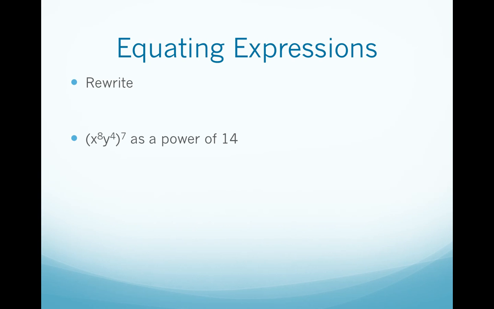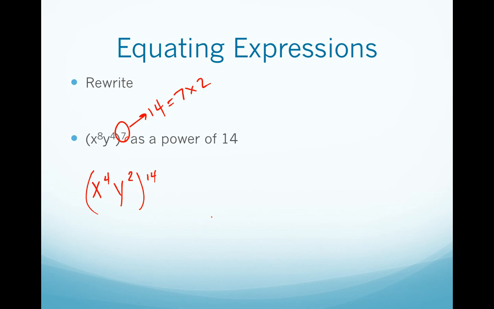We also have some other things where we might have to rewrite an expression in a different way. So here you've got x to the 8th times y to the 4th, all to the 7th power. We want to make this 7 a 14. So we have to figure out how we can do that. Well, 14 is 7 times 2. So essentially, I need to pull a factor of 2 out of both of those exponents. So that's going to be an x to the 4th times y squared. Again, just taking a 2 from the 8 and a 2 from the 4. Now raised to the 14th power.